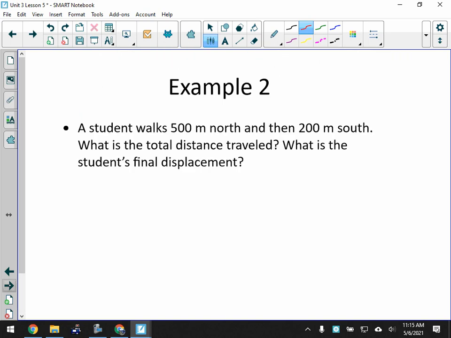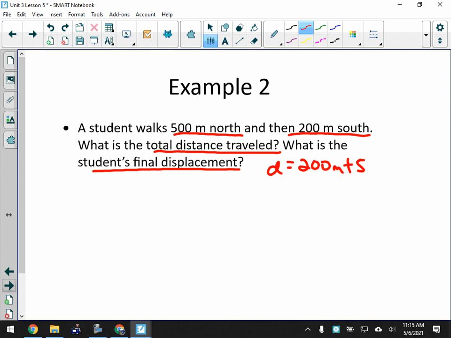Let's look at example 2 here. If a student walks 500 meters north and then 200 meters south, what's the total distance? What's the student's final displacement? Same question basically, right? Well, what is the distance? Let's take a look. 200 meters and 500 meters is 700 meters. That is your distance. Done. Easy. 500 meters north, 200 meters south. And if we were in school here, we'd be going 500 meters towards the church, of course, probably past the church, and then 200 meters back.